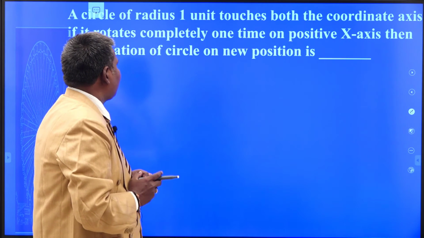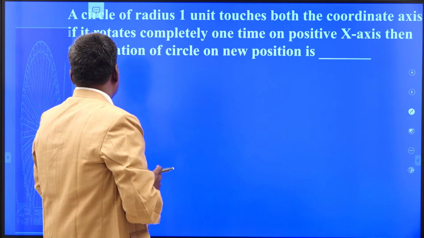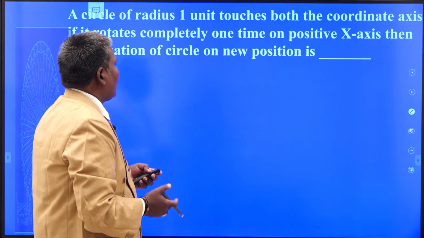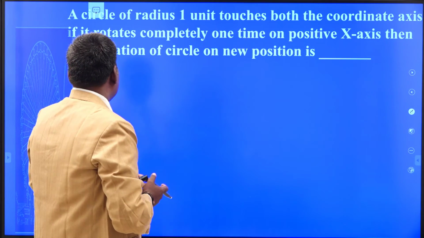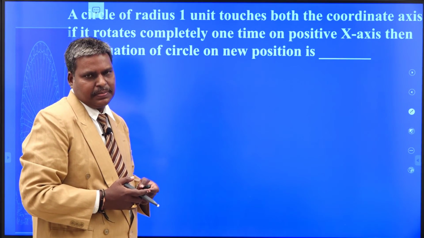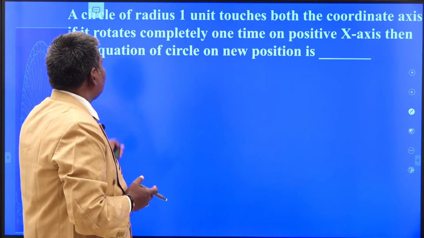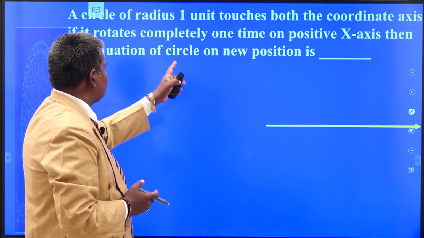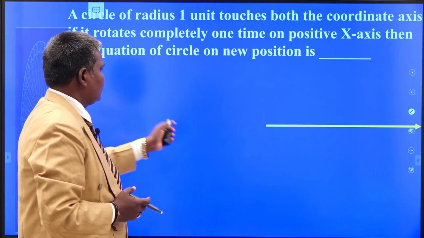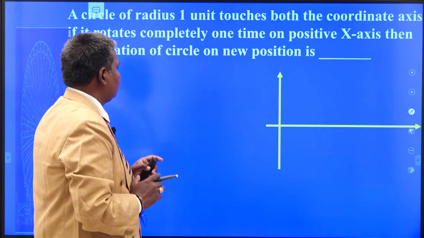A circle of radius 1 unit touches both the coordinate axes. If it rotates completely one time on the positive x-axis, then what is the equation of the circle in its new position? This is the question. A circle of radius 1 unit touches both the coordinate axes. These are the coordinate axes. I will explain one by one.